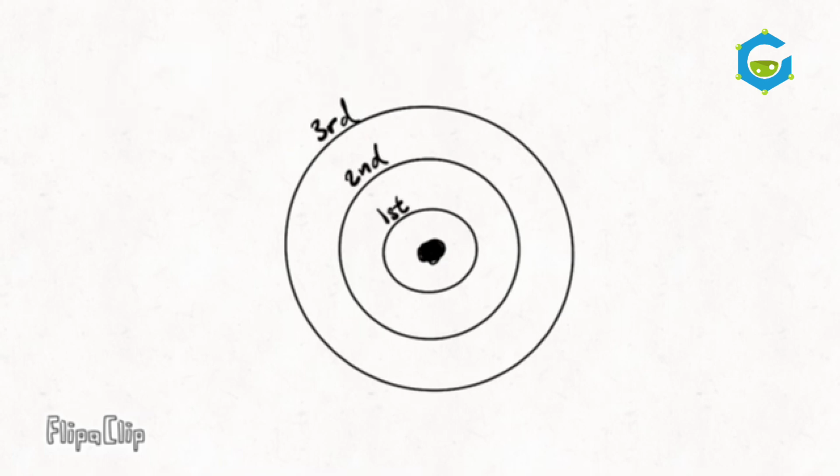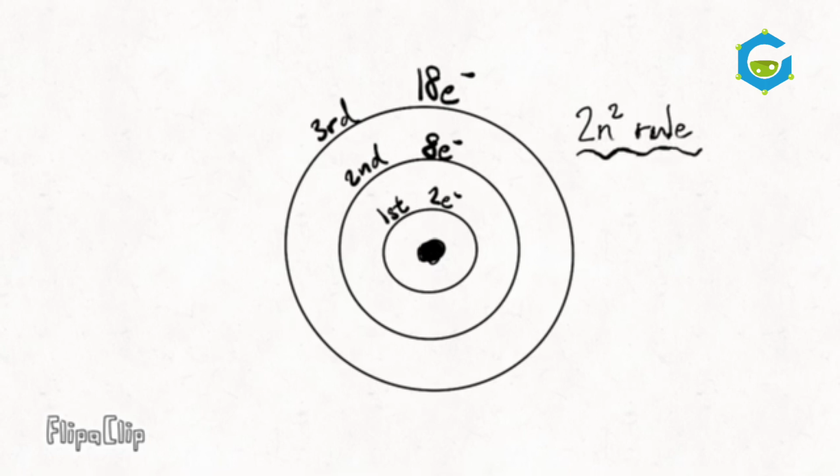The first electron shell can hold 2 electrons. The second electron shell can hold 8 electrons. The third electron shell can hold 18 electrons. The number of electrons that each shell can hold is determined by the 2n² rule.